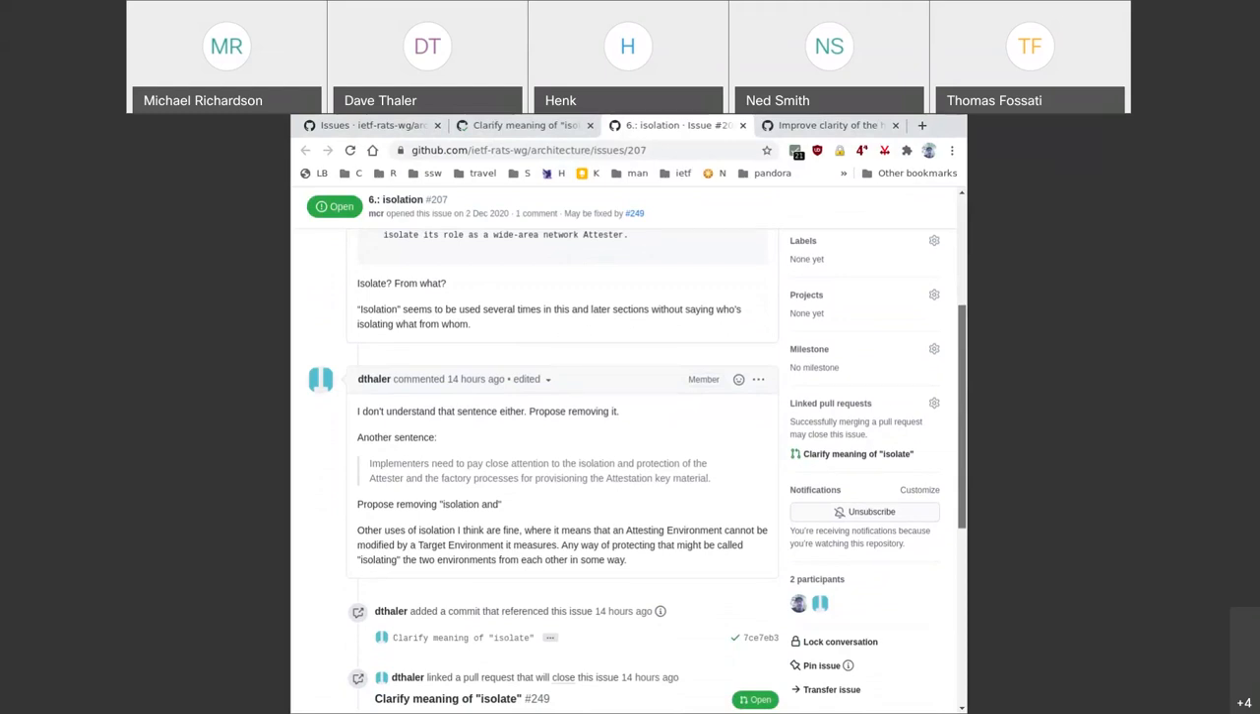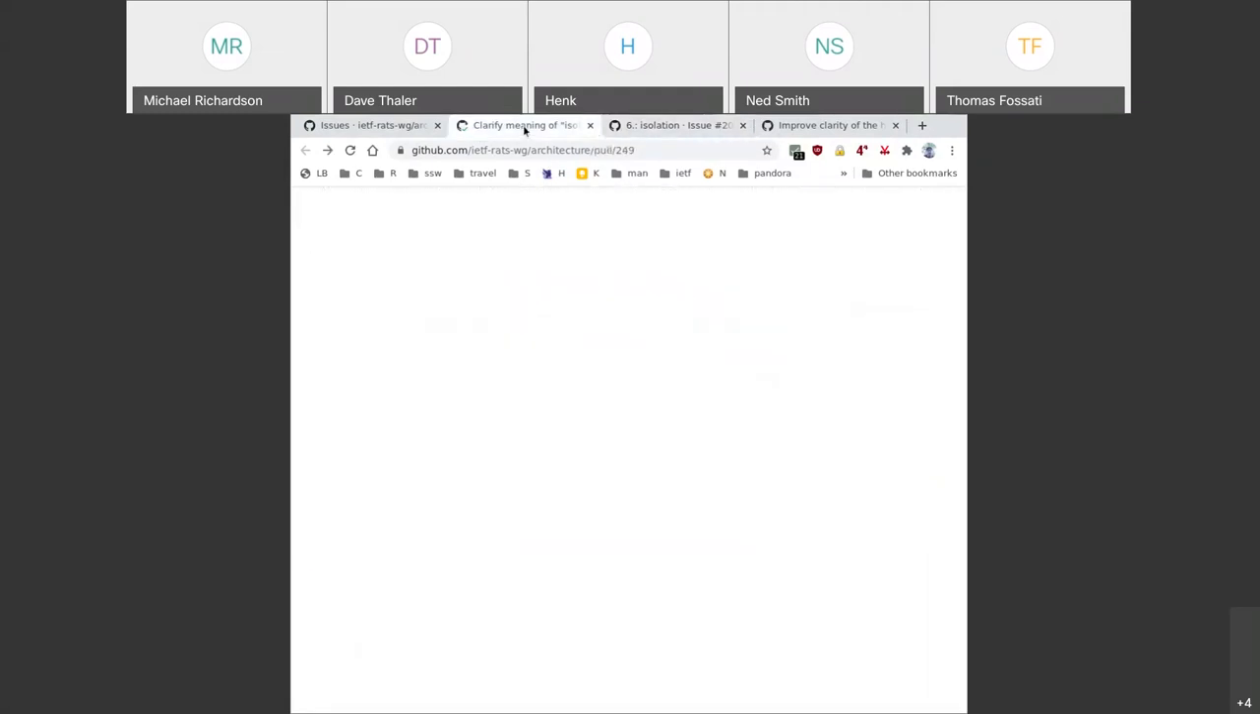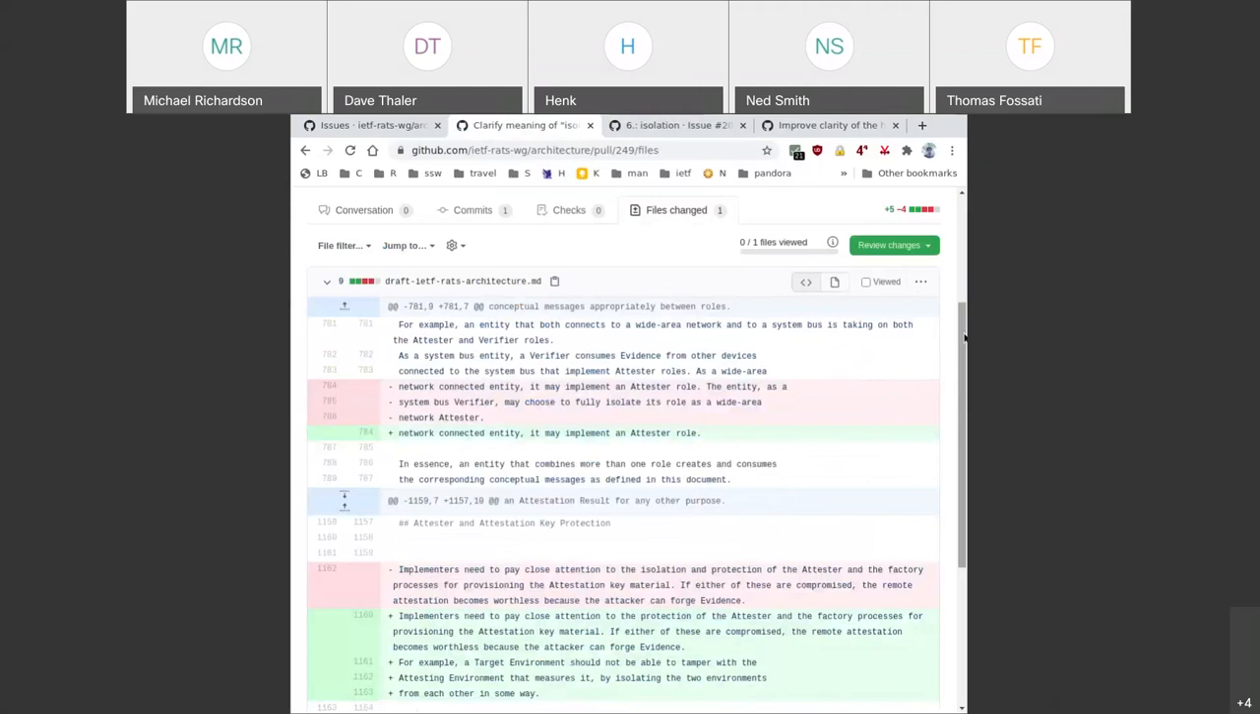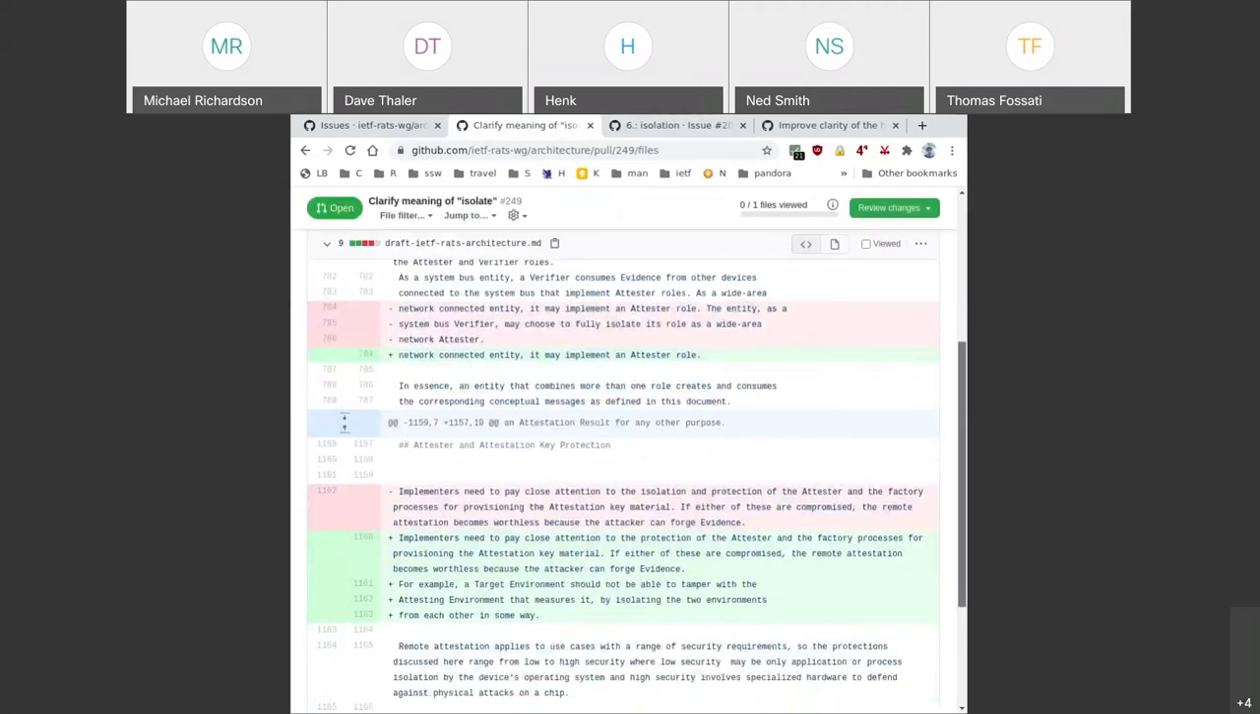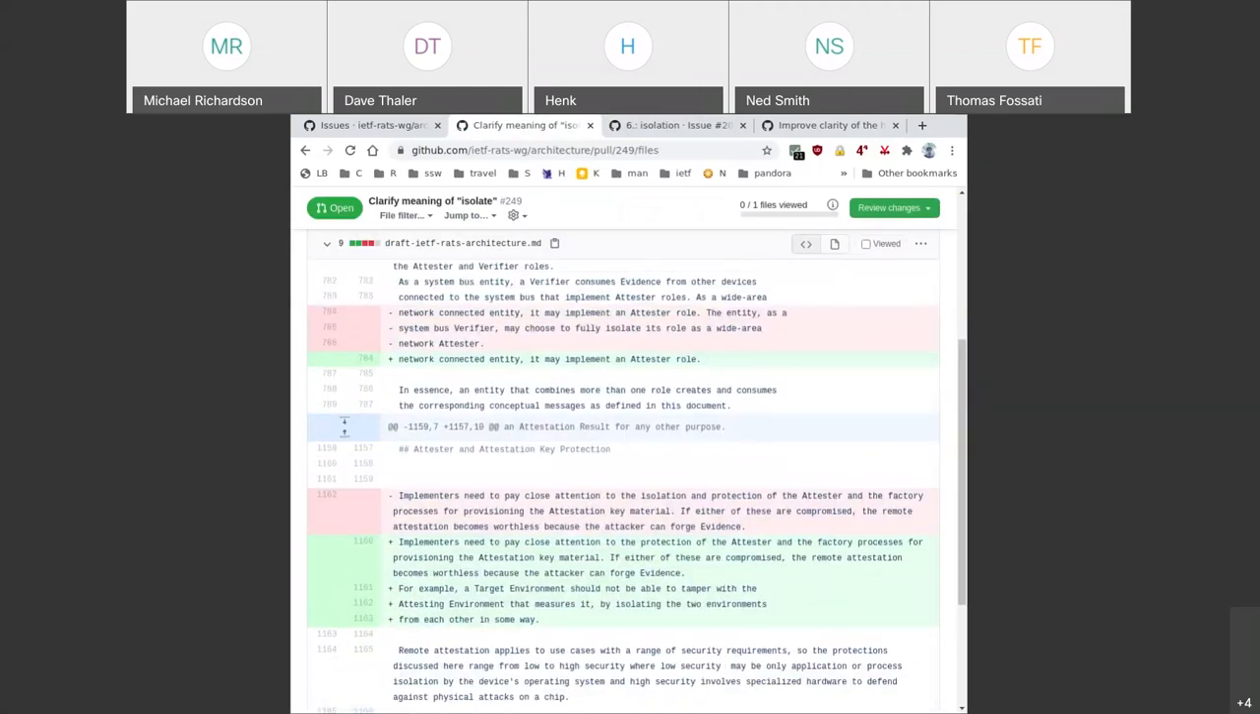So I'm trying to find when we get an actual pull request. So okay, I was just looking at it, there's the pull request. Here's the changes. Yeah. So the green text near the bottom is where I expanded it. Okay. 1162 is the first use of the term isolation. I moved down, and there's a bunch of other uses of isolation after that, but the first two were in red 785 and red 1162. And so I removed the words from there and defined it in context in green 1162.